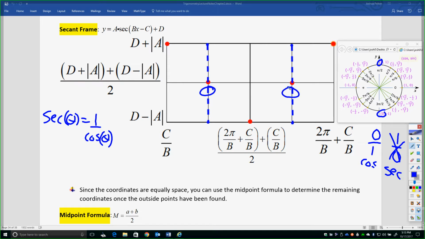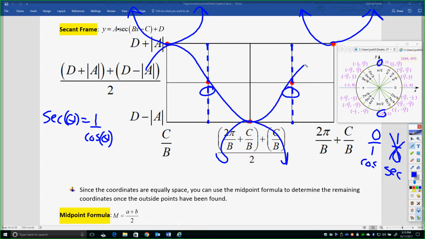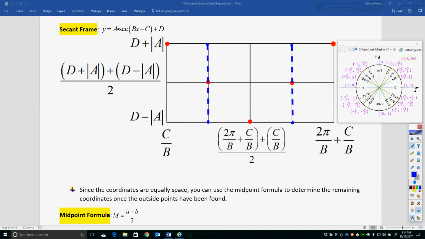Okay, and again, this graph looks like this. Keeps repeating itself, obviously. They go off like this. And you notice if you graph the cosine on here, they follow the secant graph. Okay, so that's the basic frames of secant, cosecant. Alright, let's do a couple examples.